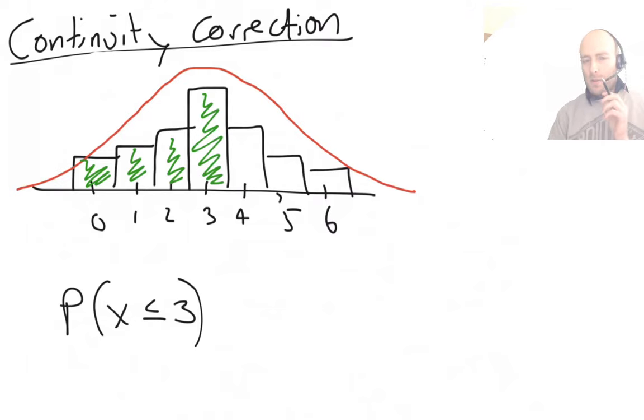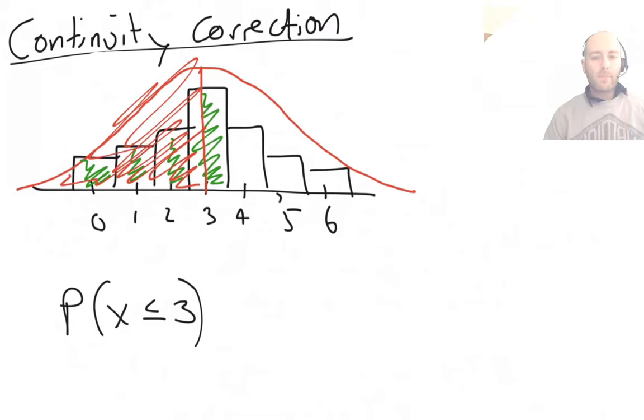With the normal distribution, however, normal distribution isn't discrete. So if we did less than 3 on the normal distribution, what we'd actually find would be this area, because it wouldn't know that we started with a discrete distribution. So that's not going to work. We'll lose a chunk of probability and we don't want that to happen.